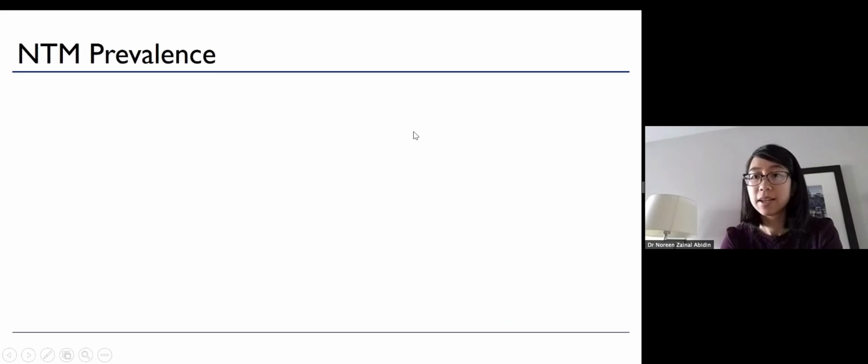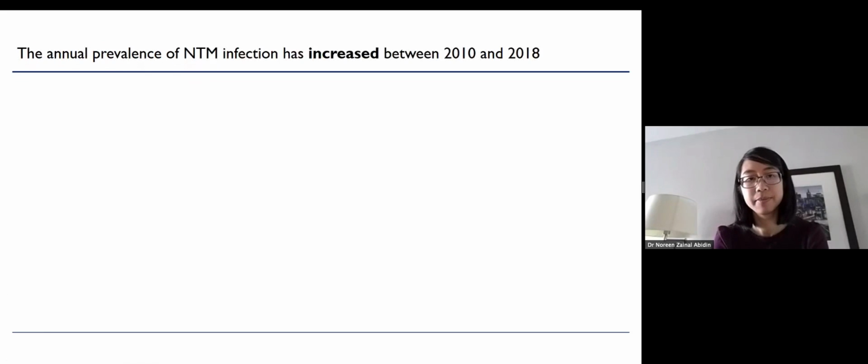Moving on to results. We first looked at the prevalence of NTM infection. And essentially, this wasn't whether or not a patient had a diagnosis of NTM-related pulmonary disease, but whether or not they had an NTM-positive culture in that particular year.